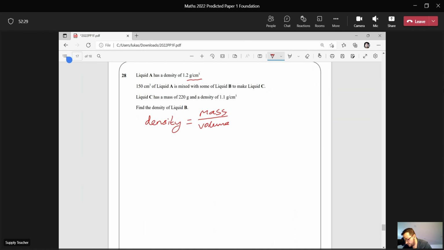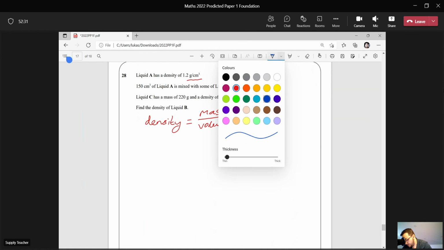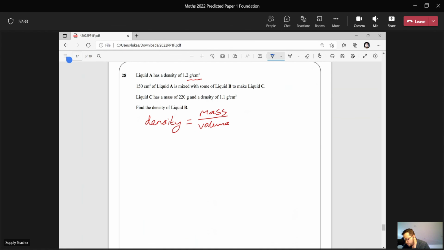So let's use some of the other information that we've got. So C looks helpful because I've got 2 of them, haven't I? So density of C is 1.1, and that is the mass divided by the volume, which we don't know. So let's just put V and I'll put a little c, the volume of C. That's just my little thing for that. So we can swap these two things to make it easier. So the volume of C is going to be 220 over 1.1.